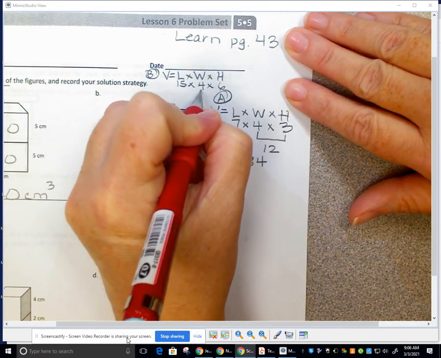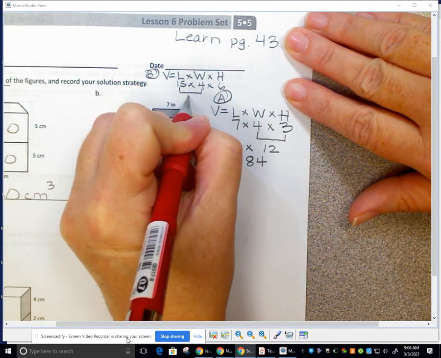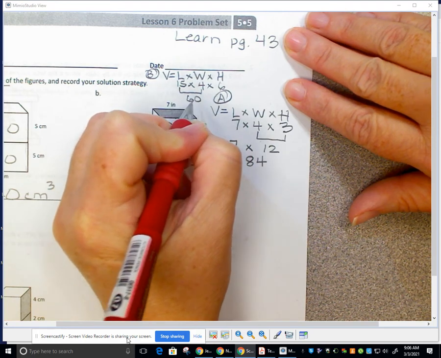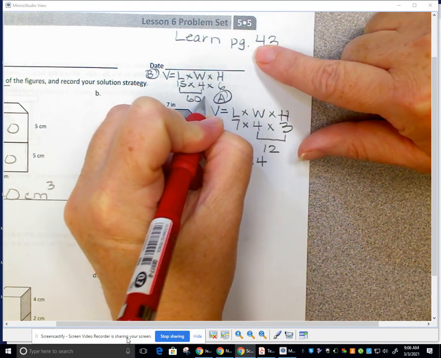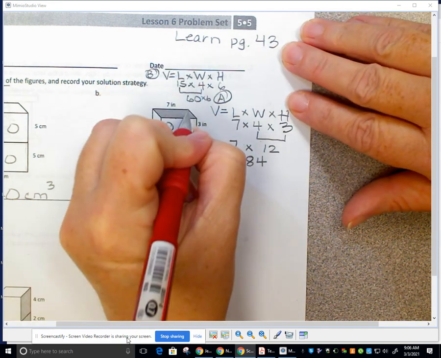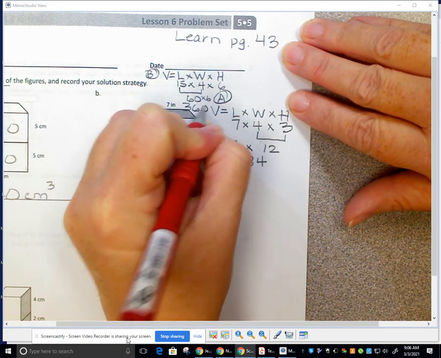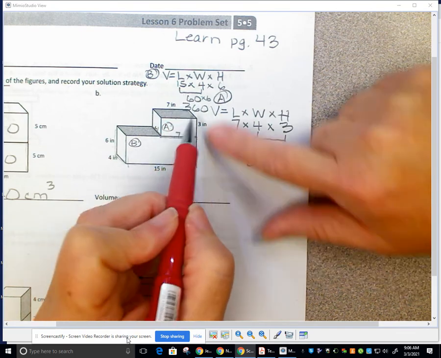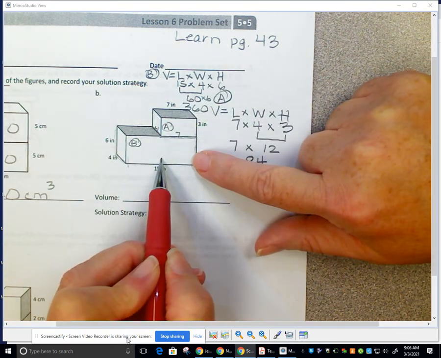And I'm going to grab this one, 15 times 4, that is 60. And I'll say 60 times 6, and that will give me 360. So 360 will be the volume for B.